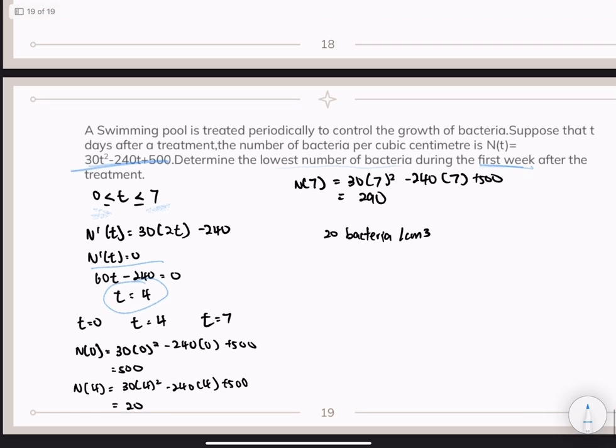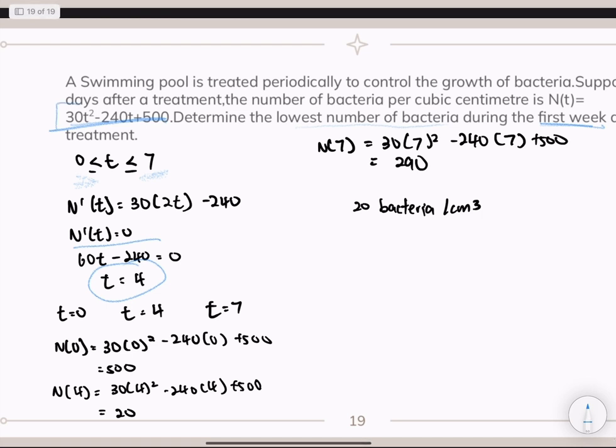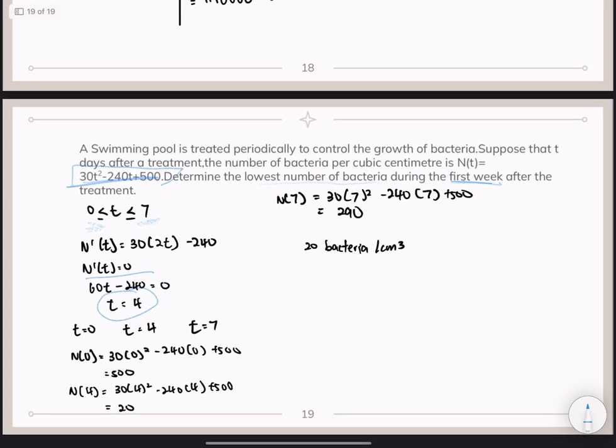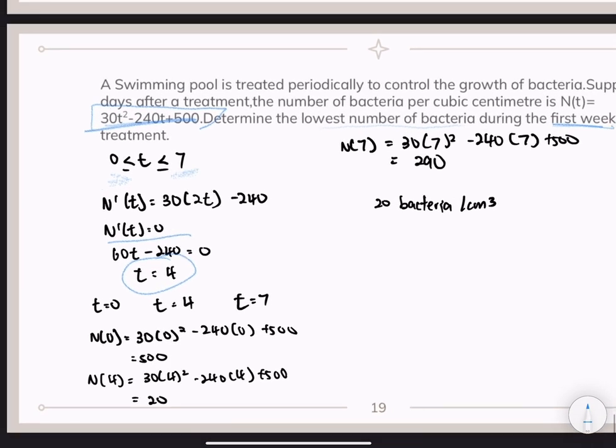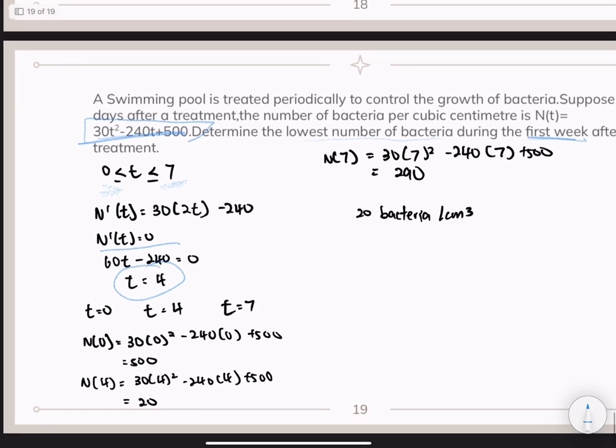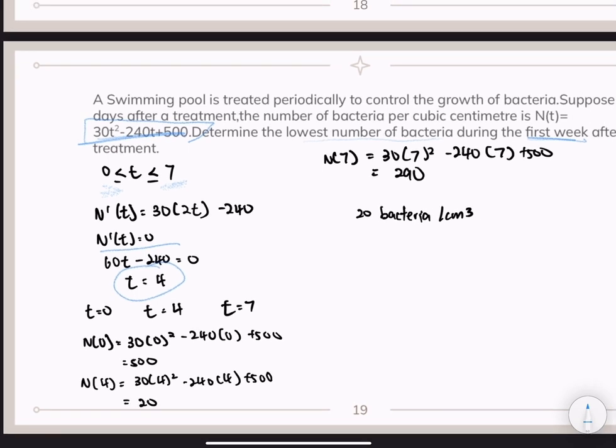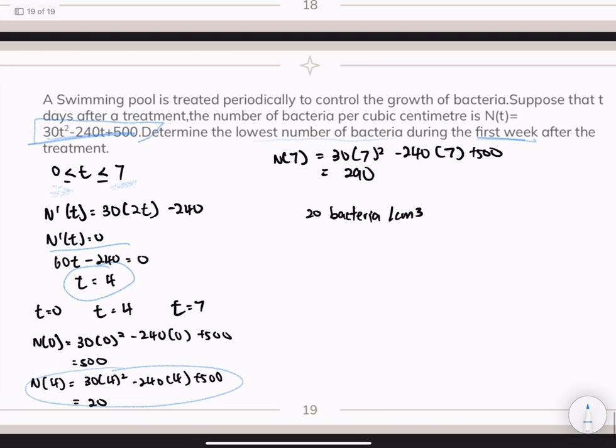And then we need to put all the T values into the original function so that we can know the lowest number of bacteria. So as a result, we find when T equals 4, n will equal 20, which is the lowest number of bacteria during the first week, so it is 20 bacteria per cubic centimeter.